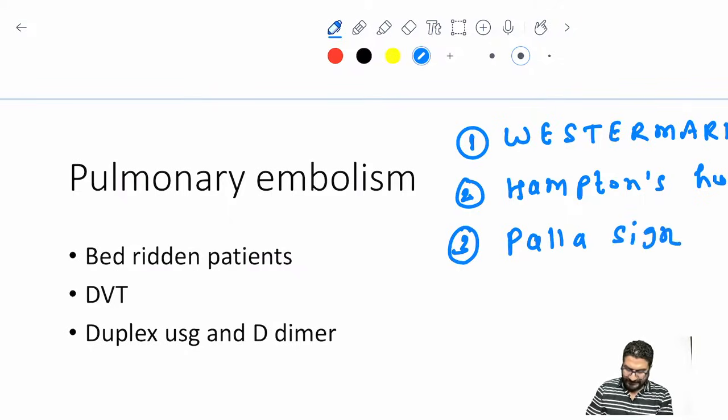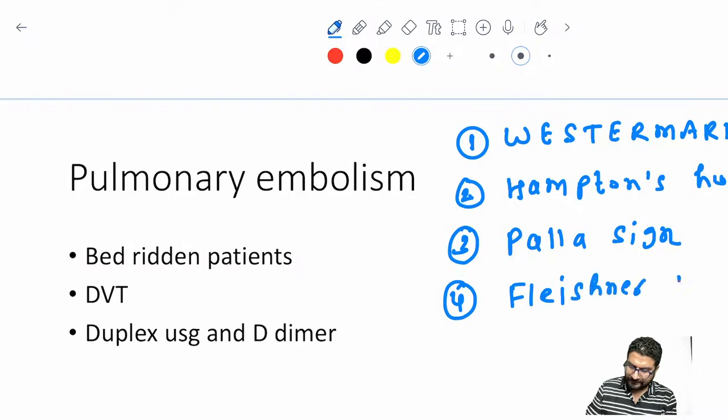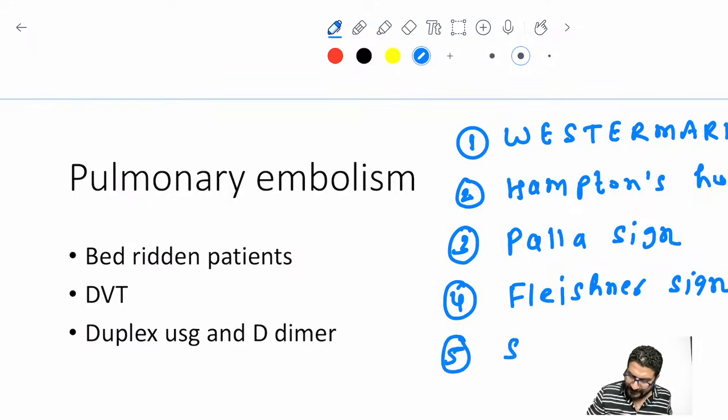Done. Then you can see pulmonary artery will look little bigger. We call this Fleischner sign, right? Now understand, you can see the contrast will be cleared rapidly. So what we call this? We call the snow melting effect.